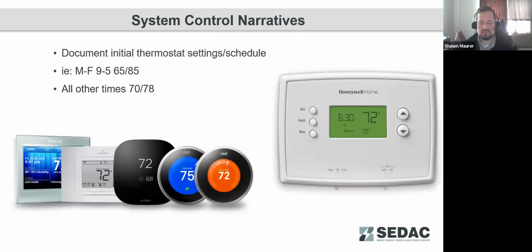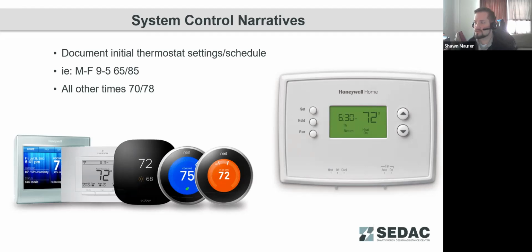As far as the system controls, it's fairly simple for residential systems. There's just not a whole long list of requirements like there are for commercial buildings. But your control narrative for the systems would have to include a programmable thermostat narrative. And that should also document the initial settings on that thermostat. As an example here, we've listed Monday 9 to 5. People are expected to be out of the house at work or at school. And so those temperature settings are in a setback condition, 65 and 85. And then during the rest of the time when that house is occupied, that thermostat is set to comfort conditions at 70 to 78 degrees.